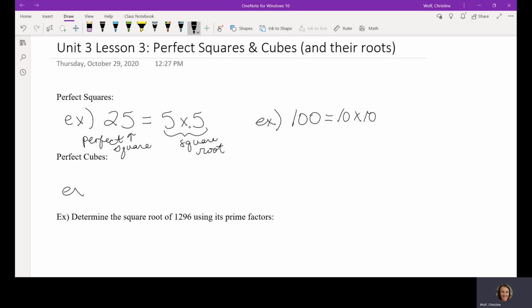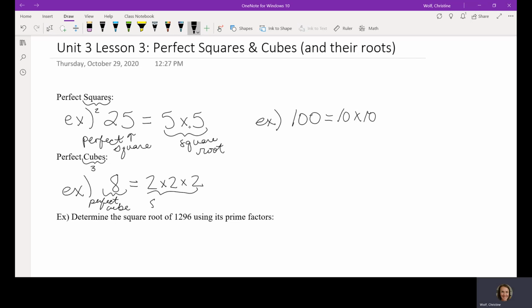Now, a perfect cube is, for example, 8. The reason 8 is a perfect cube is because we can think of something that times itself 3 times. So cube means 3, square means 2 times. What times itself 3 times gives us 8? Well, it's 2 times 2 times 2. So 8 is the perfect cube.